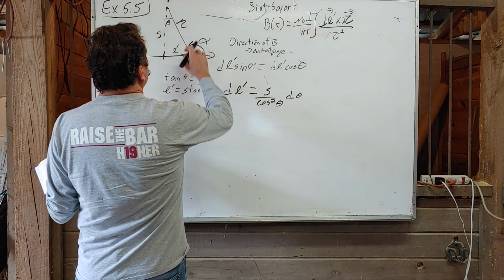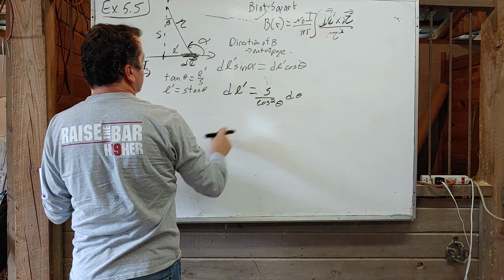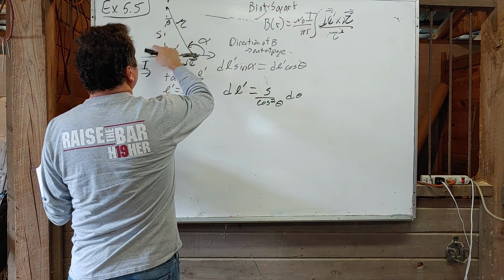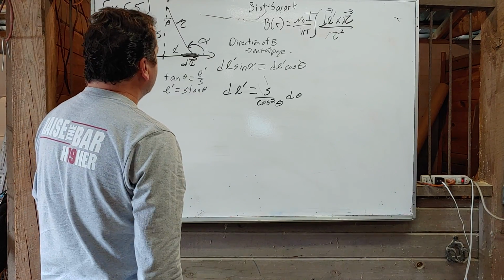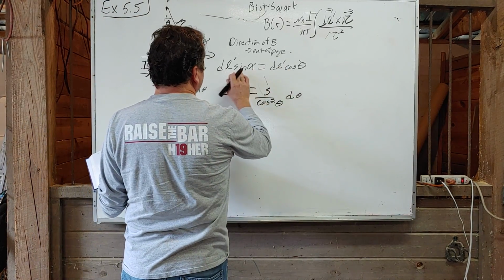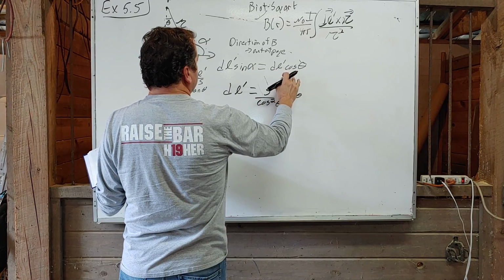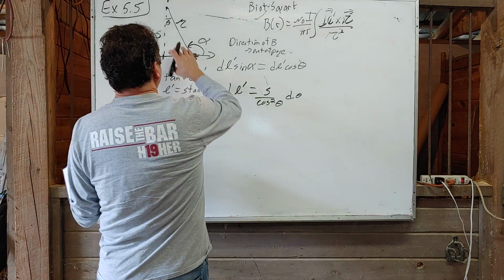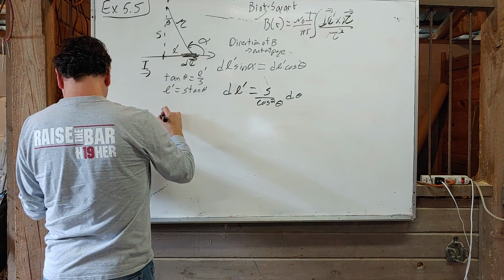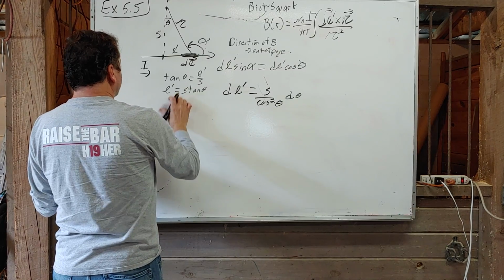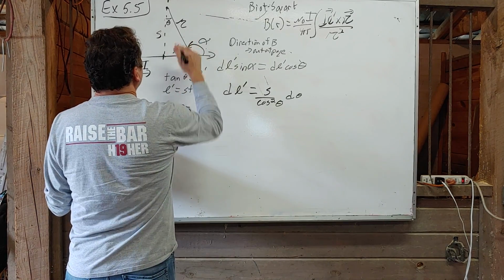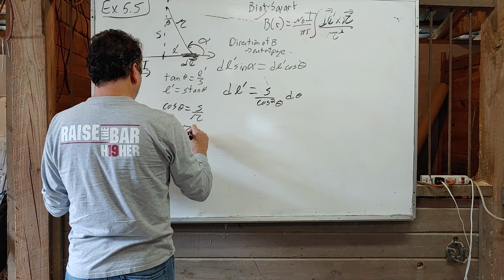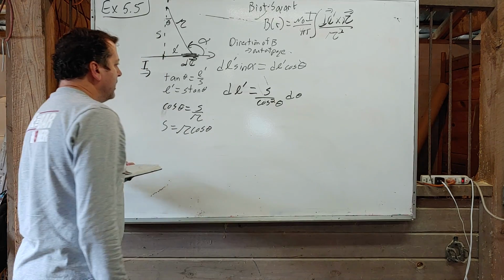Now, we have theta here. The tangent of theta is L over this. What would be the cosine of theta? Well, the cosine of theta would be S over that script R. We have here that dL sine theta equals, these two are equal to each other. But let's look at S. What's S equal to? Cosine of theta equals S over script R, so S equals script R cosine of theta. That's what S is.